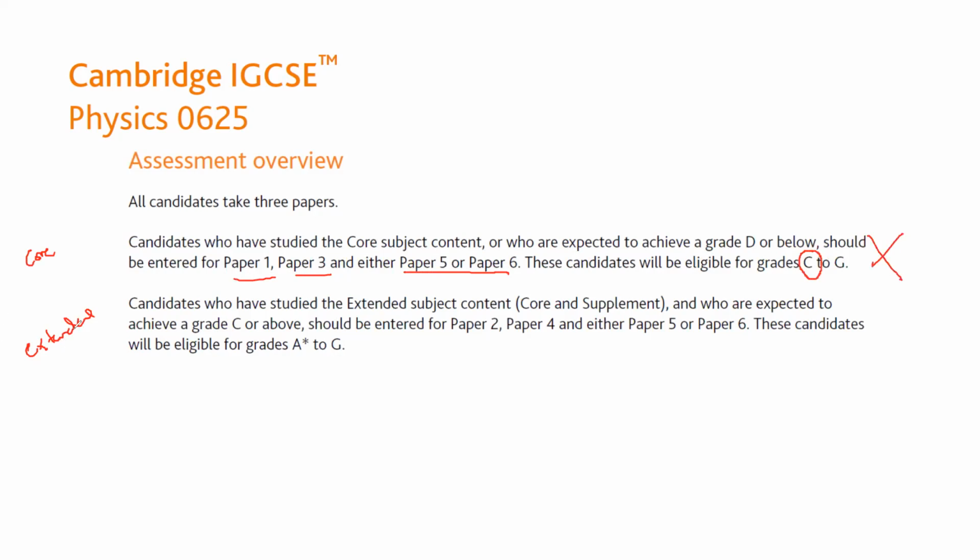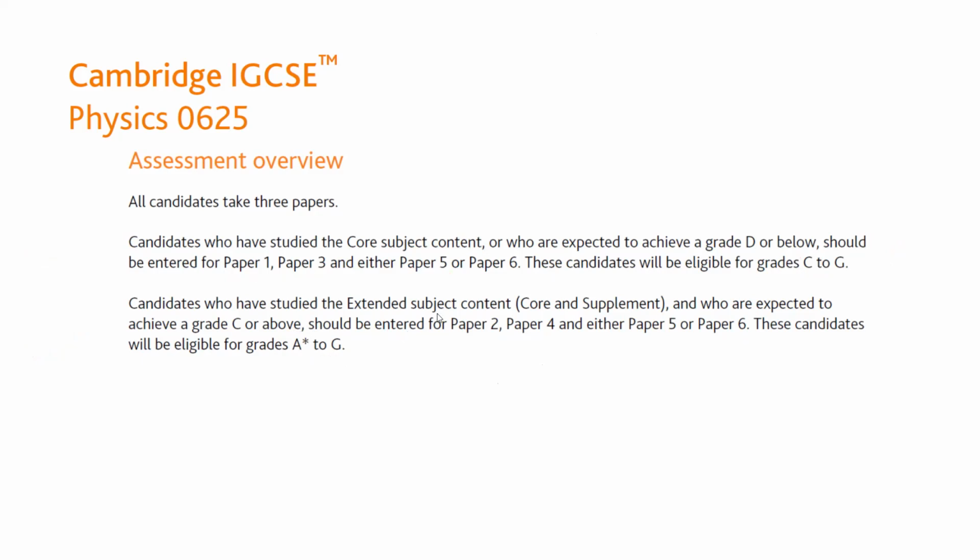We'll select the extended one, in which the combination is paper 2, paper 4, and either paper 5 or 6, but we will select paper 6. So you will select the combination 2, 4 and 6, and the candidates are eligible for the grades from A star to G. So you will select the extended combination, which is 2, 4 and 6.